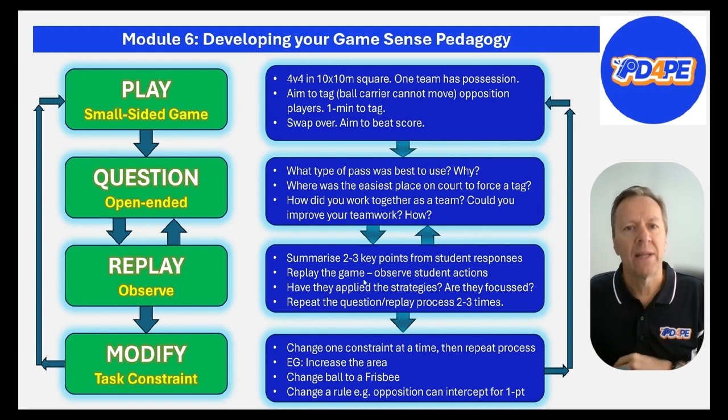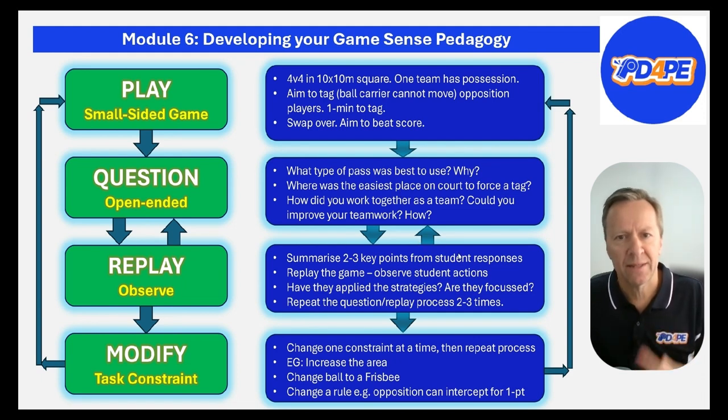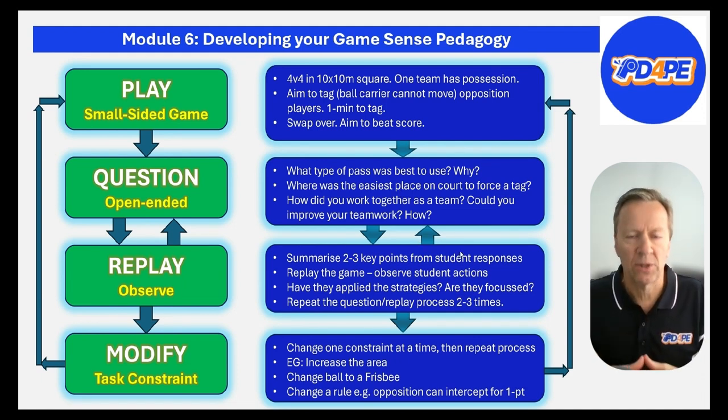We would then observe and see if we're seeing changes in the way that students are playing the game. We'd play it again for a few short minutes, ask questions and reinforce. So we can ask the same questions again, replay the game, and we'd repeat that process 2 or 3 times. Once we start to see some real improvements in the way the students are playing the game, or we think the students are getting a little bit bored or think it's tedious that they've been playing the game over and over again, we would then change one task constraint, and then we would go through this whole process again.